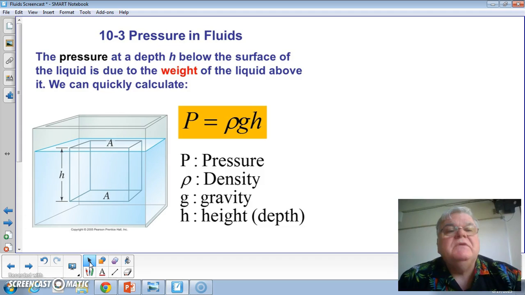Pressure at a depth h below the surface of a liquid is due to the weight of the liquid above it. And we can calculate that using the equation P equals rho g h. P is pressure, rho is density, g is gravity, h is the height or the depth of the water. Now here you're going to have to do a little thinking on your own when you do these kinds of problems. Even though it's an h, you think of height above something. If you're down in a fluid, it's the depth below. Basically, it's the reverse of the height. But they still use an h rather than changing to something else.